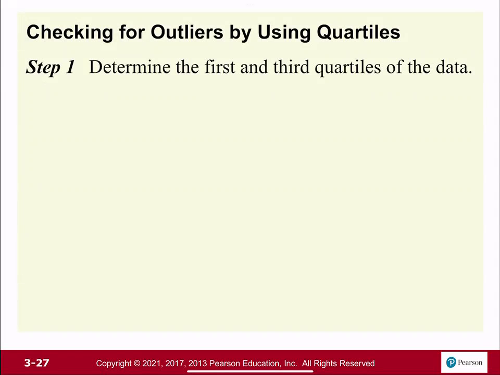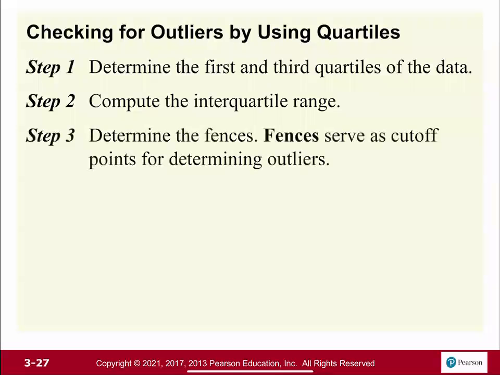All right, so step one, determine the first and third quartiles of the data. Step two, compute the interquartile range. Then determine the fences. A fence serves as a cutoff point for determining outliers.